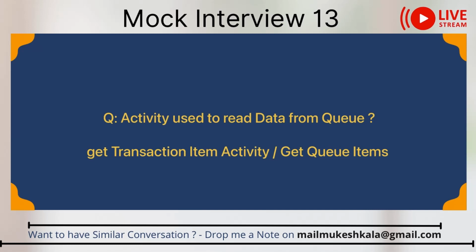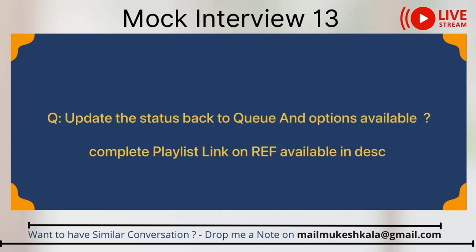Okay, fine. Tell me one more question. Which activity am I using to set the status back to the queue? Set transaction status. Now, how would set transaction status know whether it is an error, a business exception or a system exception? How would that be known in RE framework? Where exactly is the set transaction being called?